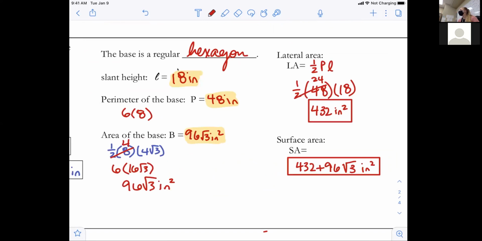All right, how are we doing? Everyone's hanging in there? Okay. I think next we're ready to talk about cones. You guys ready for that? All right, let's move on to cones.